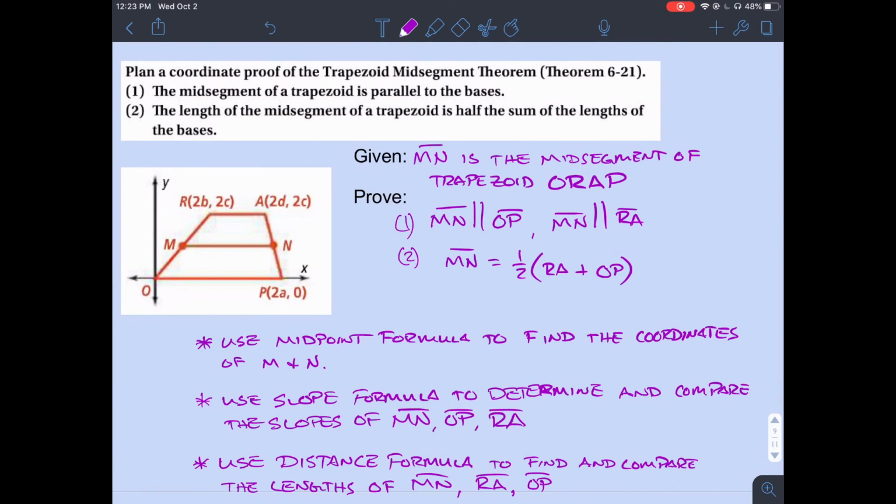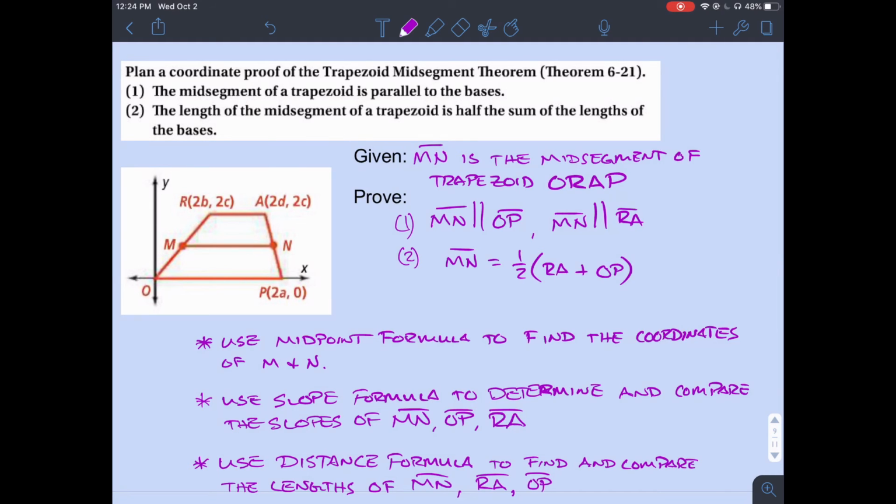So these are the steps that we'd have to take in order to prove this to be true. In our next lesson, we're actually going to use the midpoint formula to find MN. We're going to use the slope formula to compare our slopes of MN, OP, and RA. And then finally, we're going to use the lengths of MN, RA, and OP using the distance formula to show that MN is equal to half of RA plus OP.